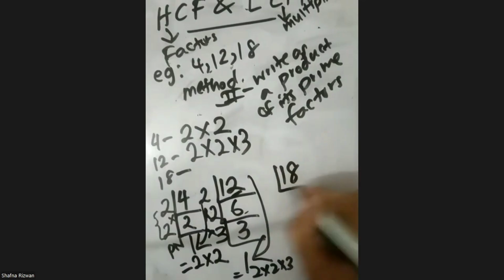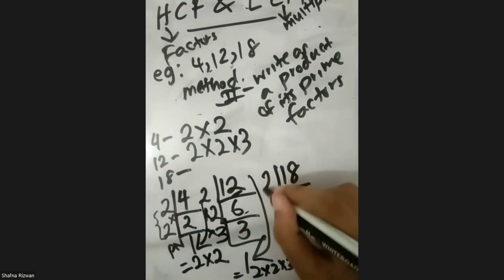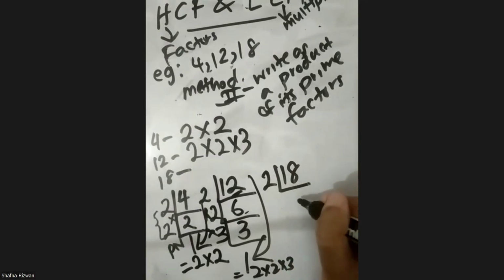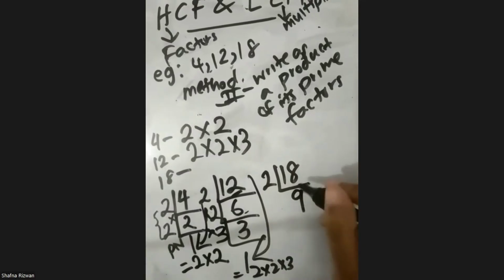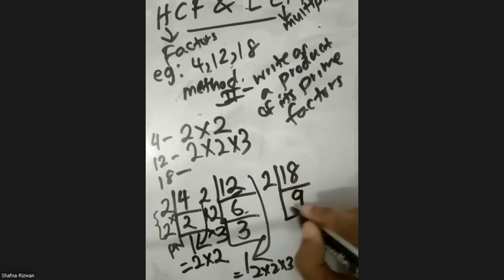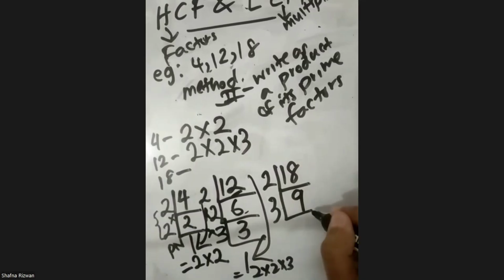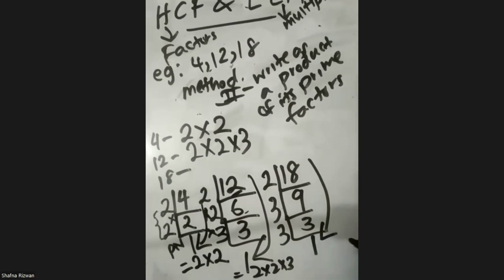Again take 18, divide by which number? Last digit is an even number, so divide this by 2. So 18 divided by 2 is 9. That means in 18 you have 2 nine times. And 9, by which number can you divide? Only by 3. In 9 how many 3 do you have? 3 times. Again 3 by which number? By 3. So 3, how many 3 do you have? 1 time. So here you only have 1 at the end.